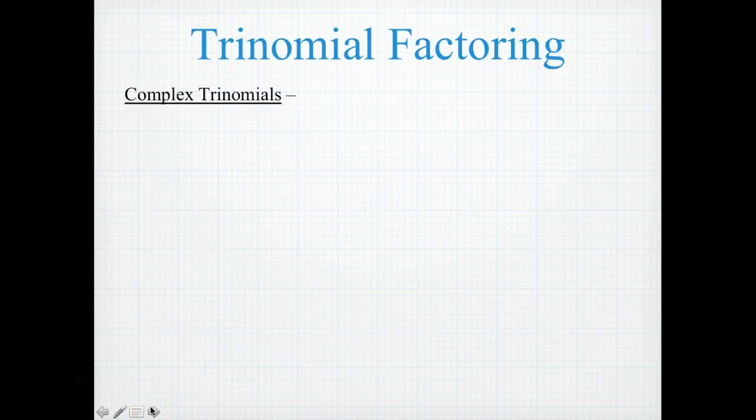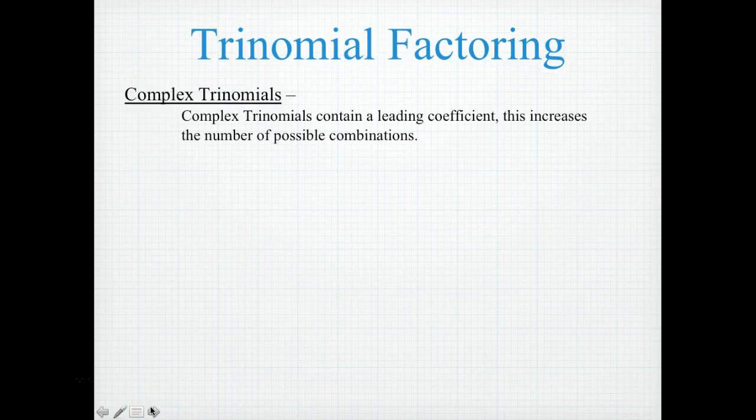Next, we're going to factor some complex trinomials. Complex trinomials contain a leading coefficient other than 1, and this is going to increase the number of possible combinations. So for example, we've got 2x squared plus 11x plus 14. This 2 right here, the leading coefficient, the coefficient of the quadratic term, makes this a complex trinomial.